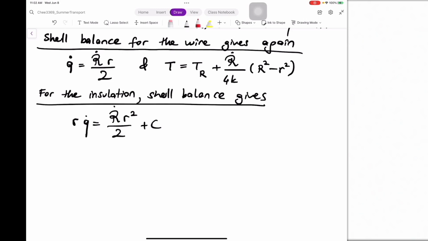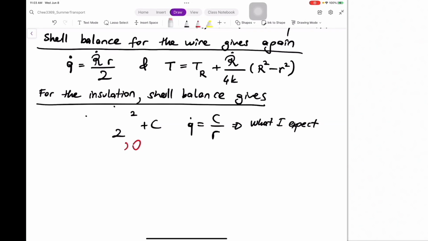But for the insulation, the R dot is going to be 0, and you're going to find out that Q dot is equal to C over R, some constant over R. That's my expectation, but let's do it just for practice. So this is what I expect, but let's do the shell balance to see that's the case.